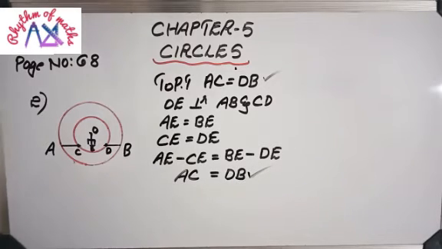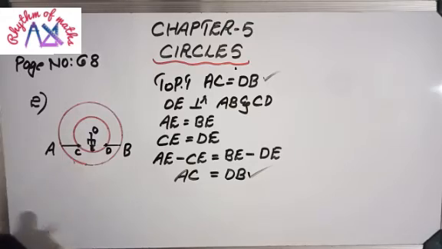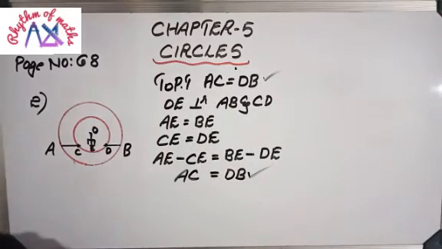So this is the proof, just by considering the perpendicular line to the chord from the center. A perpendicular line from the center to the chord will bisect the chord into equal halves. Just by considering that concept, we can prove this. So this is the second one's answer.